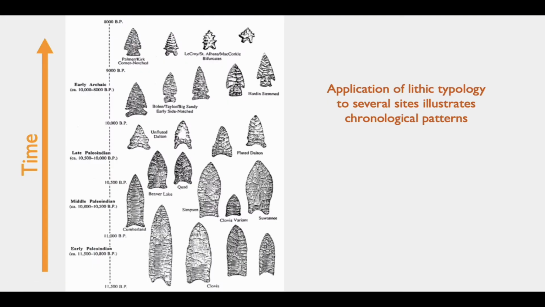We can apply a lithic typology then to several sites, and that allows us to start understanding chronological patterns. So in this case, we're seeing Clovis points as the earliest, progressing through time to these really fine small points later on. These are the morphological types that then have a demonstrated temporal significance.